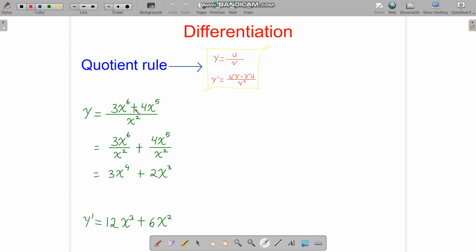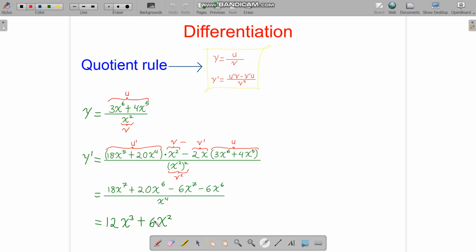So for example, we have (3x to the power of 6 plus 4x to the power of 5) all over x squared. Of course, we can split the fraction: 3x to the power of 6 divided by x squared, 4x to the power of 5 divided by x squared, which is 3x to the power of 4 plus 2x cubed. And if we differentiate using the basic rule, we get 12x cubed plus 6x squared.